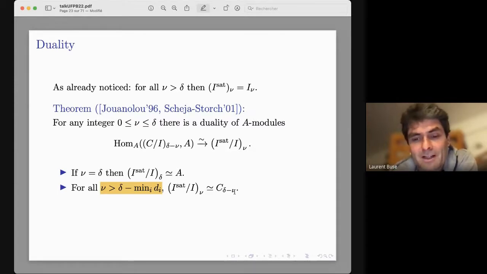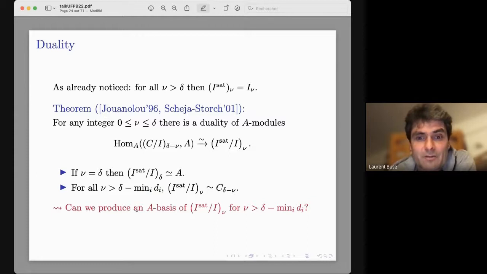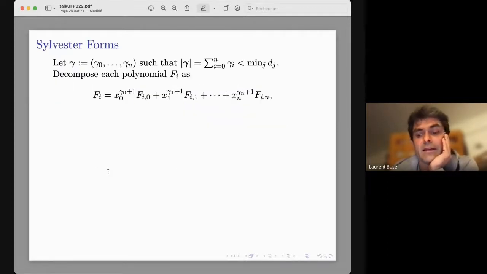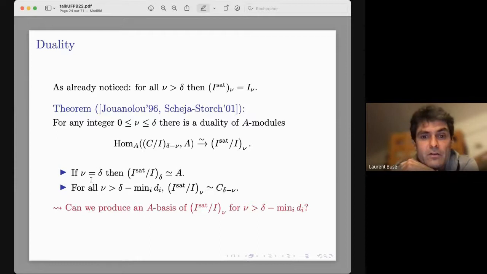And you can wonder, can we have an A basis? Can we produce an A basis of I^sat mod I in this degree, whose number of generators should be exactly the number of monomials in degree delta minus nu? Okay, so this is what is known actually. To get generators of I^sat mod I in degree nu, for nu greater than that, this is what we call Sylvester forms.